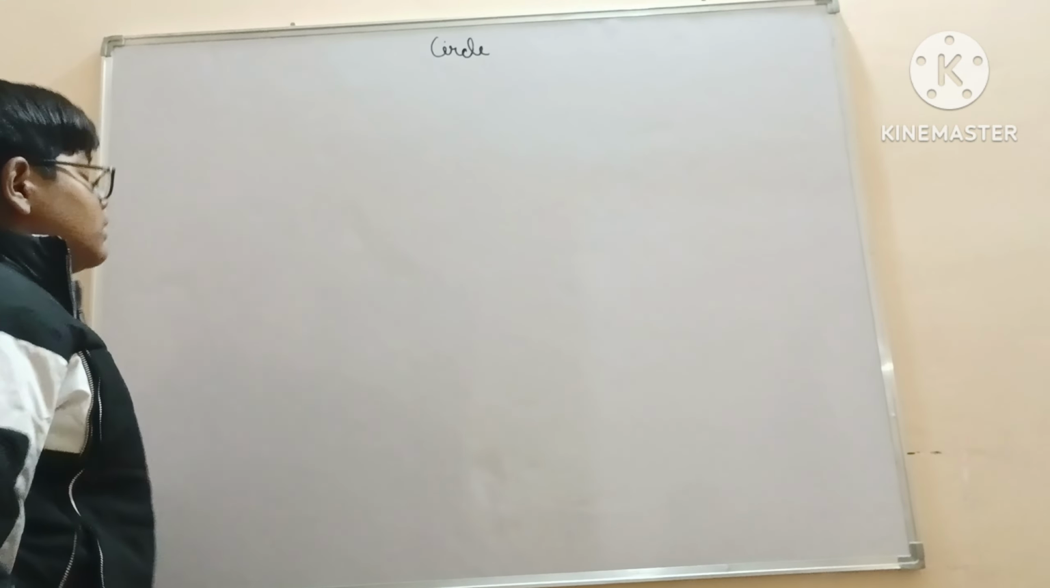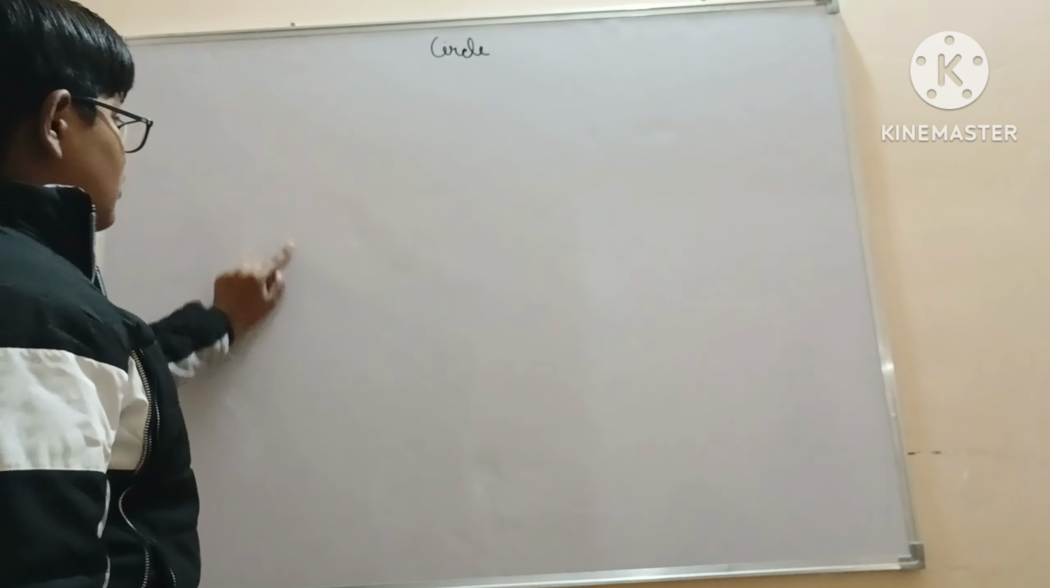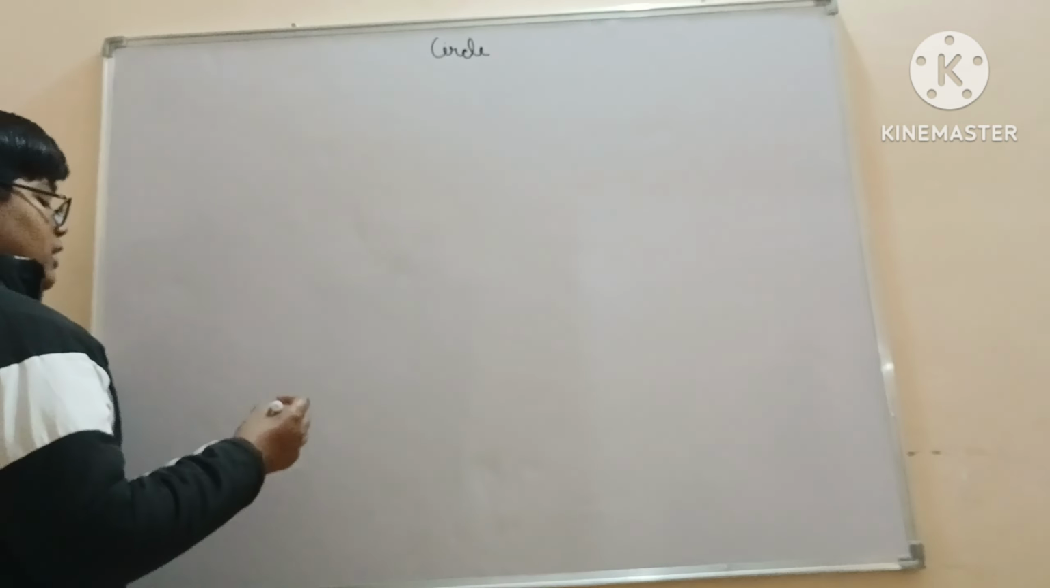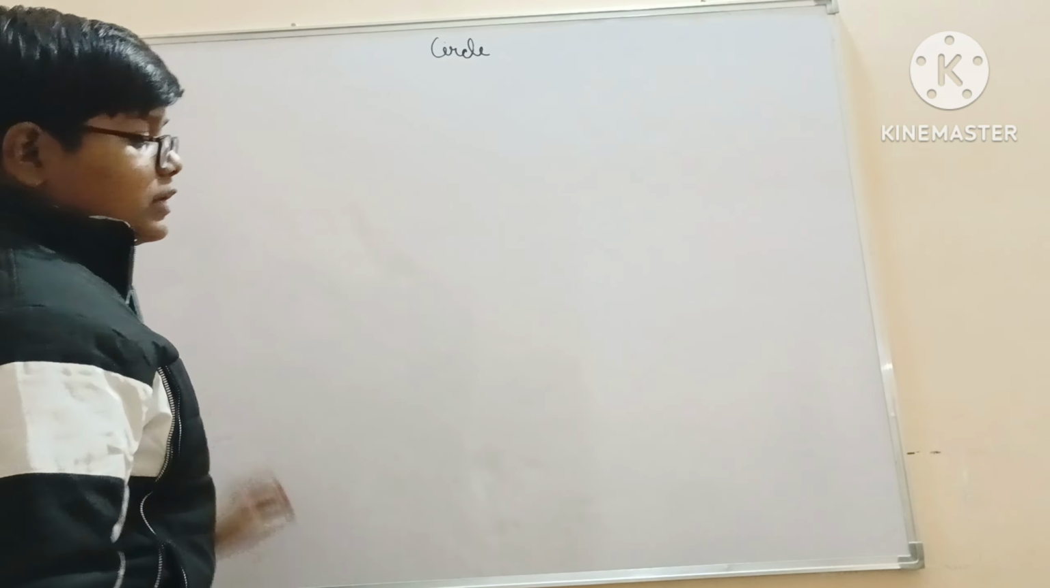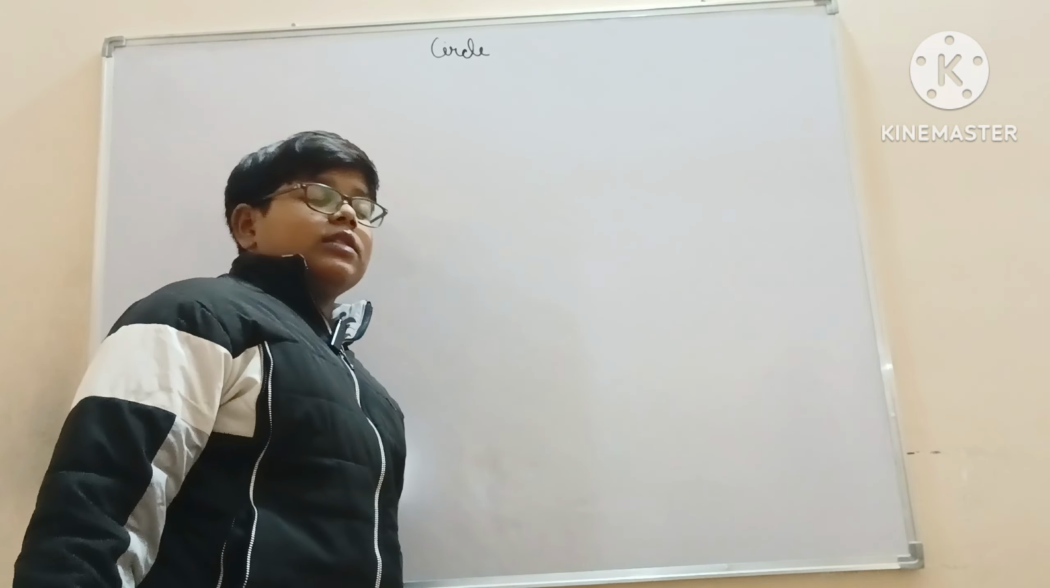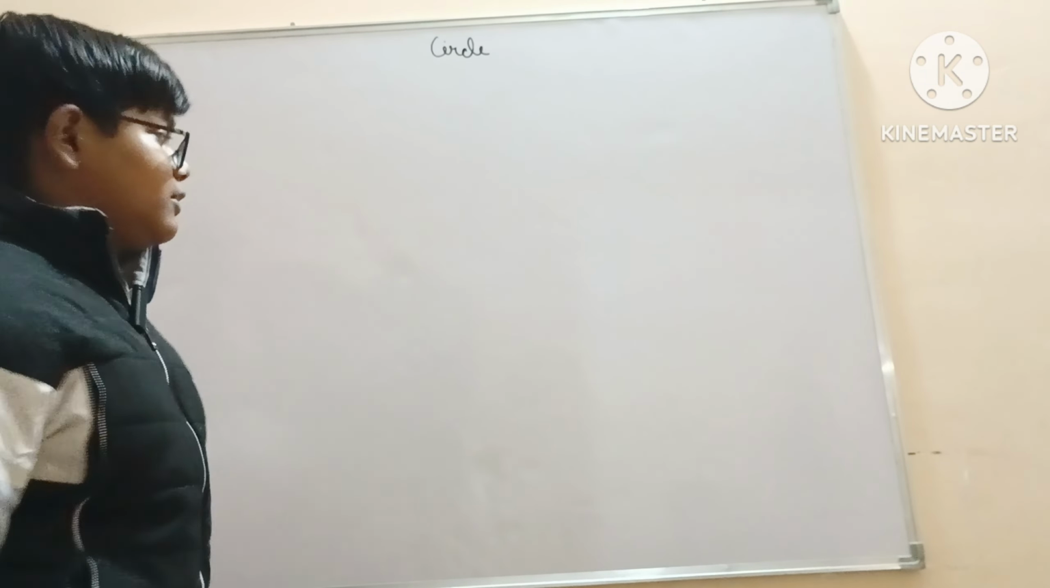We are starting a new chapter, which is circles. This is the chapter on circles from the book Understanding Mathematics. First, we will study some common points about the circle.